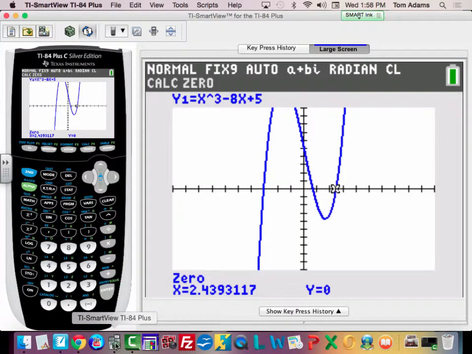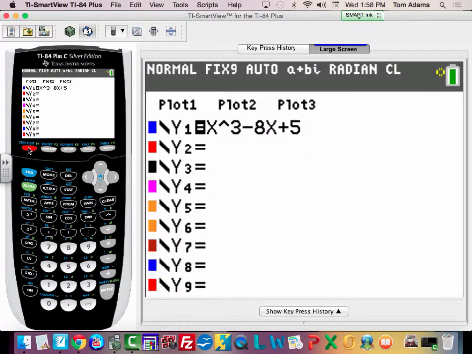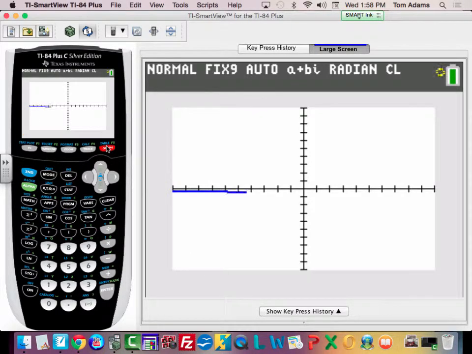So the best way to do this is just to graph that. So that's what I'm going to do. I'm going to say 3 divided by the quantity x minus 4, and hit graph. And so as we approach 4, it does exactly what I said it would.